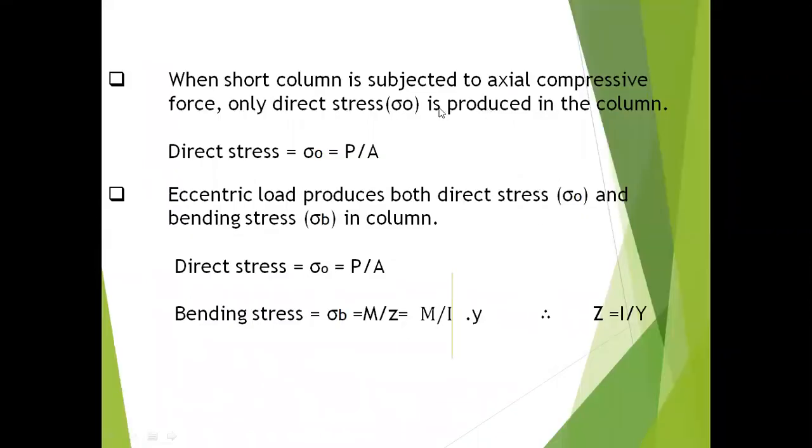So next, continue. When a short column is subjected to an axial compression force, only direct stress is going to be produced. What is the difference between a short column and a long column? Short column means the height of the column will be very small. When the member has very little height, that member will be subjected to only compression. Let me explain with a pictorial representation.